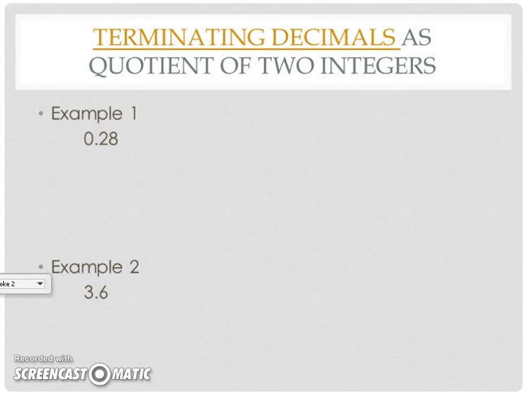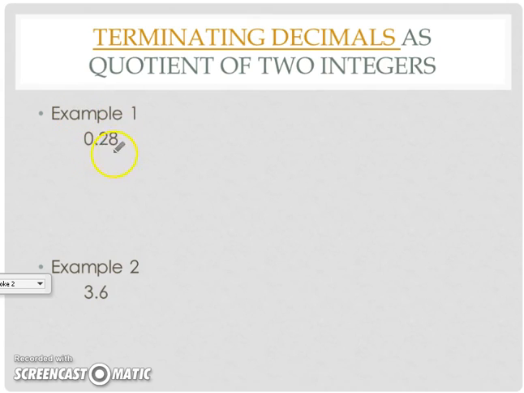To go the other way and change a decimal to a fraction, I believe in this lesson it explains to write it as a quotient of two integers. That just means that you're writing it as a fraction, and in some cases they want it to be an improper fraction, so they don't want mixed number fractions.